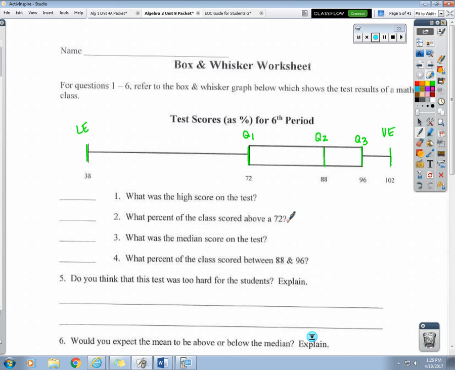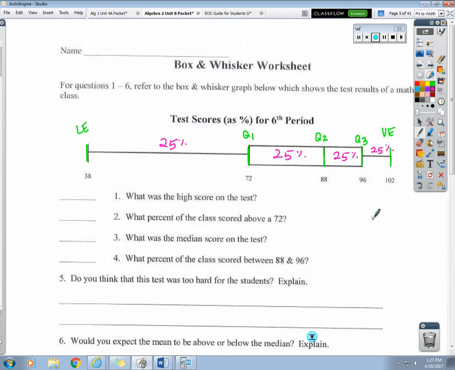Now obviously, you're using a box and whisker plot to represent a data set. This could represent your test grades from the last test. So 100% of the data, everybody's score, would be represented in this plot, and 100% has to be broken up. From the lower extreme to quartile 1 is 25% of the data. So as you can see, not a lot of people in the class scored between a 38 and a 72. 25% scored between a 72 and an 88. 25% scored between an 88 and a 96. And the top 25% of the class scored between a 96 and a 102.